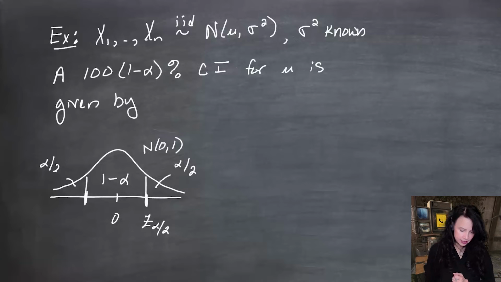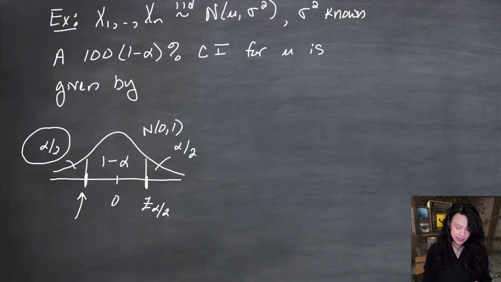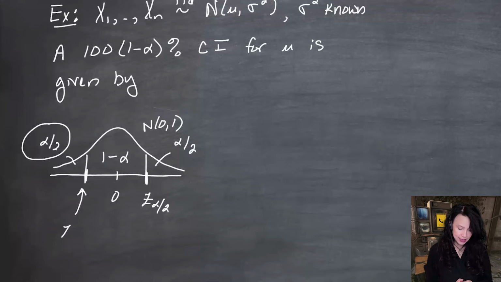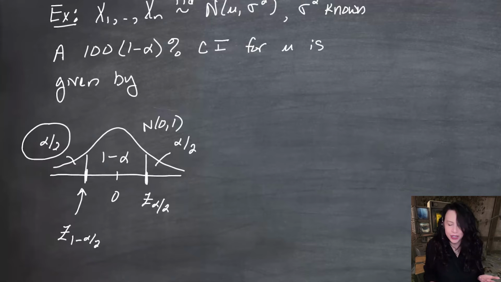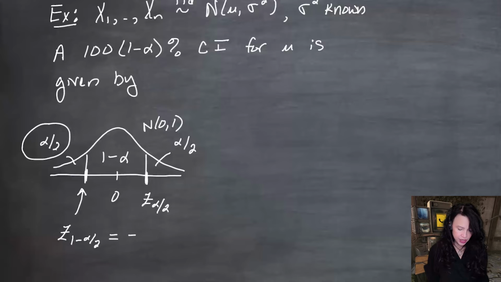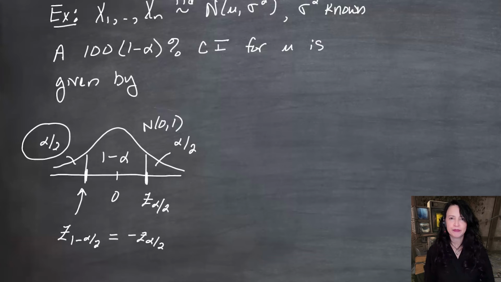Now, this critical value here that has area alpha over 2 to the left has area 1 minus alpha over 2 to the right. So technically you could call this lowercase z sub 1 minus alpha over 2. But by symmetry of this distribution about 0, this is just going to be the negative of z sub alpha over 2.